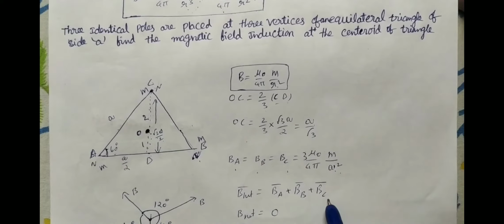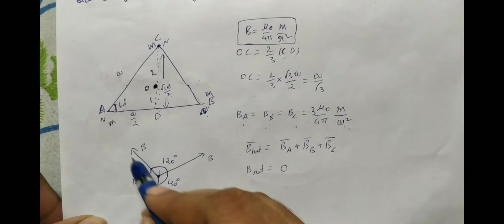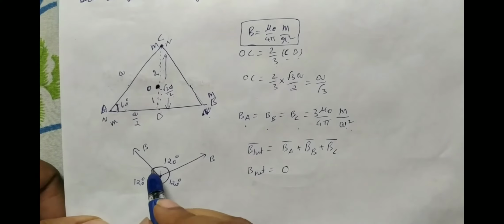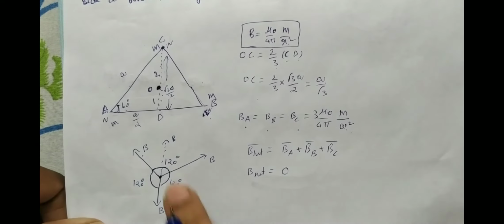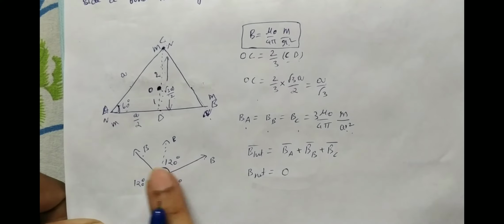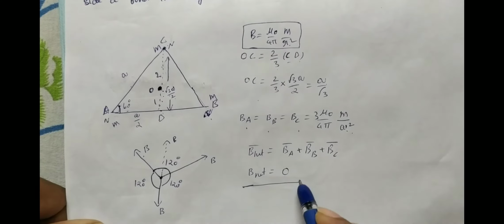Superposition of all the fields. You get a field like this, and due to B, you get a field like this, B like this, and B like this. You know that two vectors of equal magnitude B and B, with an angle of 120 between them, give a resultant of the same magnitude B, exactly opposite to this B. That's why the resultant of these two cancels this. So what is the net field acting at the centroid? That is 0.